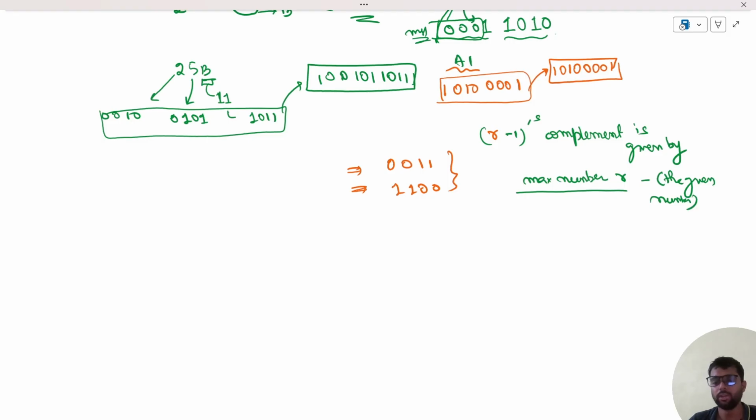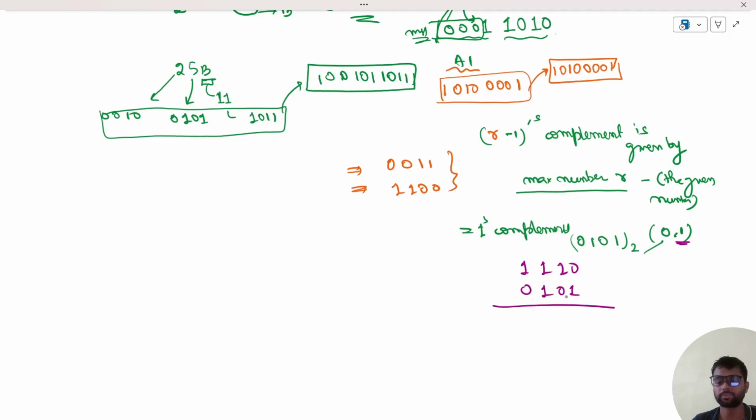Minus the given number. For example, if we talk about the 1s complement of this number 0 1 0 1, and we said that this is a binary representation, base 2. So what is the maximum number in base 2? We have only 2 different digits, 0 and 1, so the maximum number is 1. We write 1 1 1 1 and we subtract the given number from that maximum number.